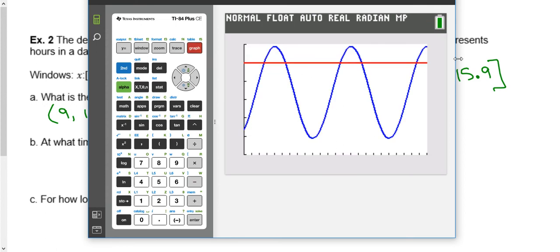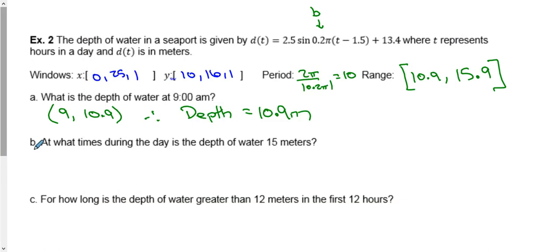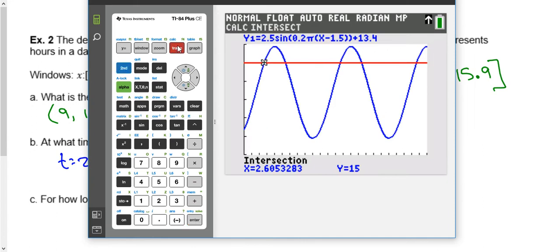We have a few different times that it hits this height, 15 meters, and so you just want to go second trace option 5 and find all of them. I'm going to start on the very far left and work my way right. So the first one, 2.6, 2.61, really. It doesn't tell you how many decimals to round to. I'm just going to round to maybe 2 decimals each here. So time is equal to 2.61. That's the first one. Then second trace option 5 again.